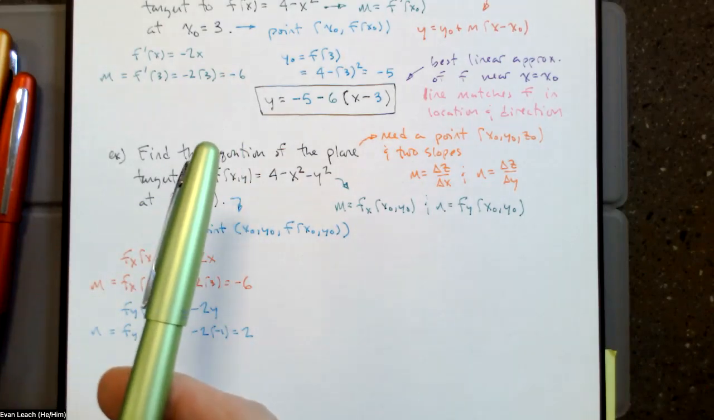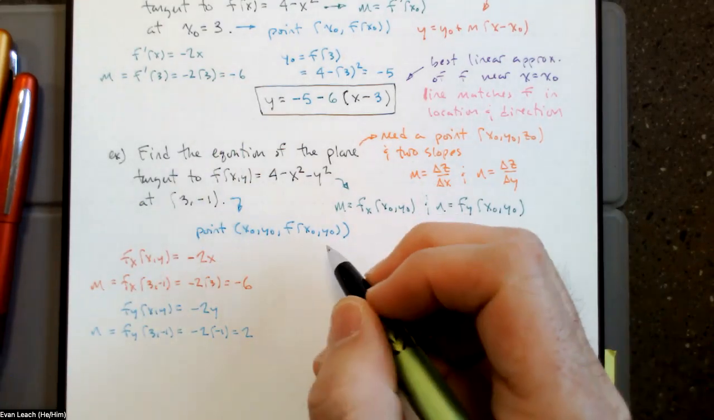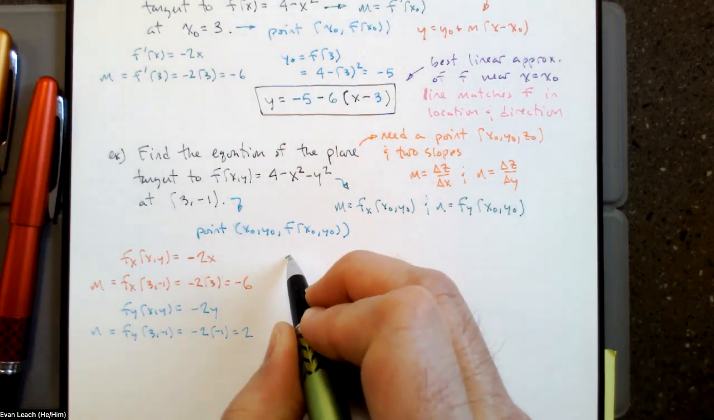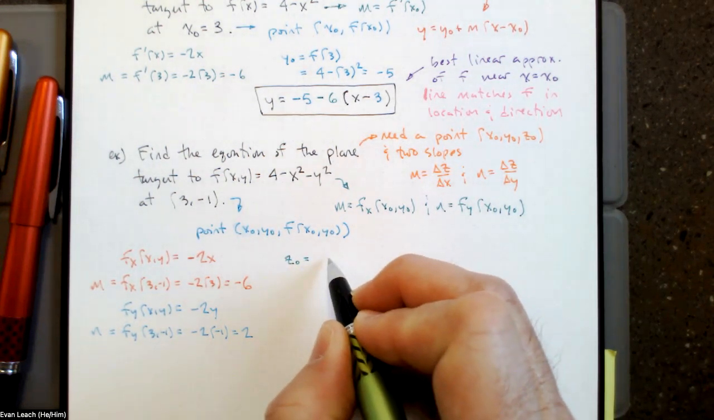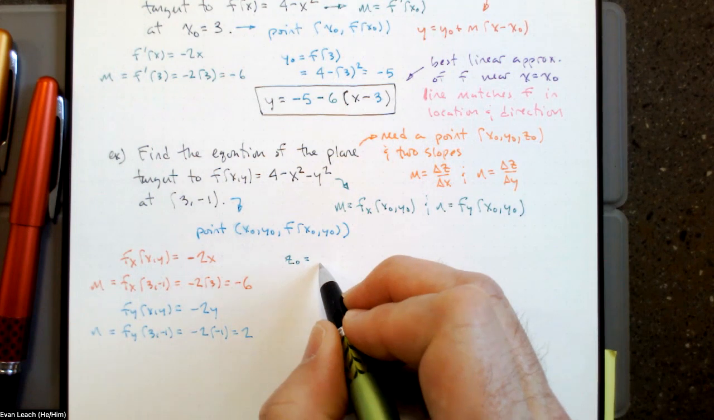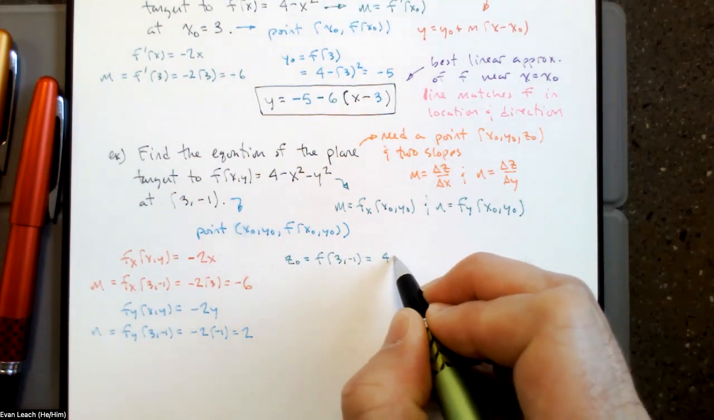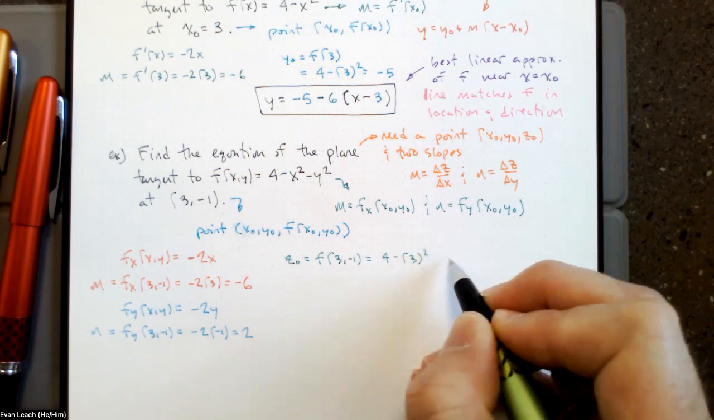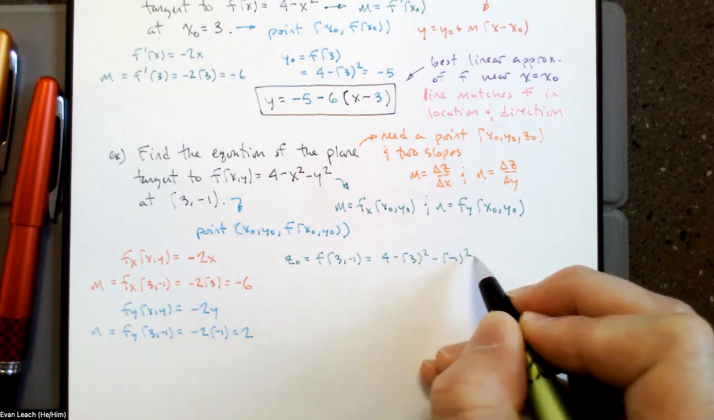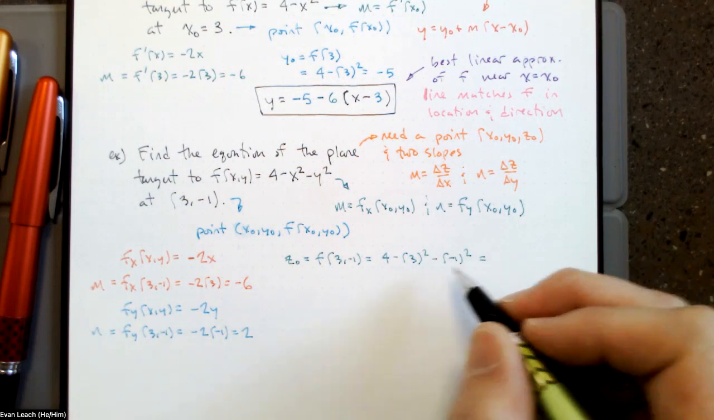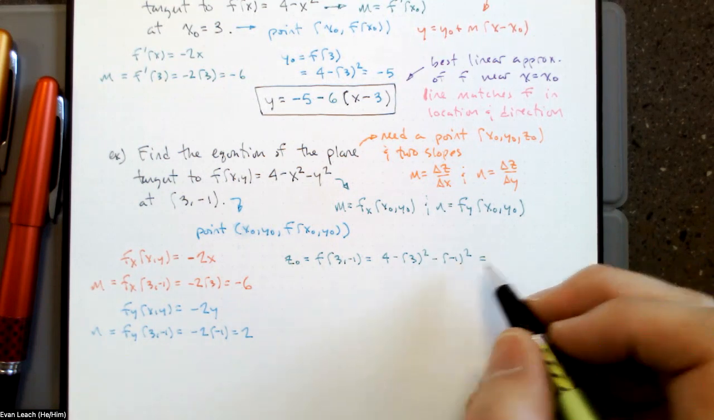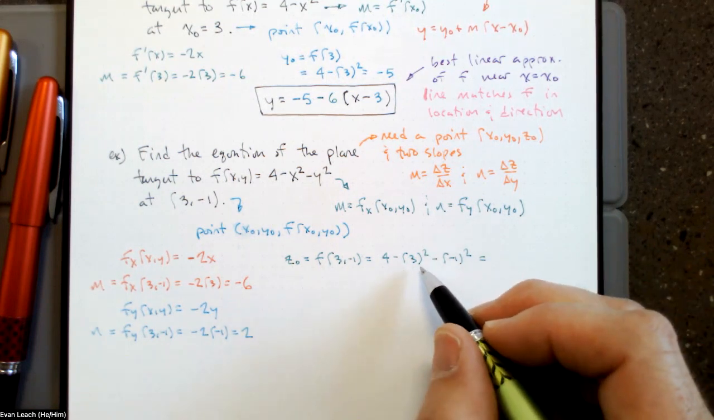Oh, I shifted colors. Oops. So we also need a point. So to find z naught, we'll just find f at x naught, y naught. So f at 3, -1. So it's going to be 4 minus 3 squared minus a -1 squared. So z naught will be -6, 4 minus 9.